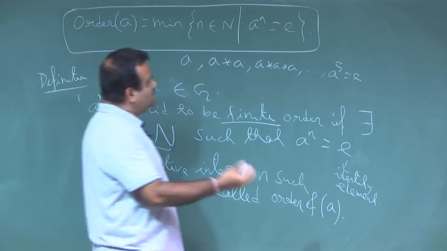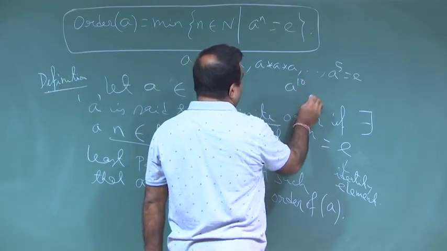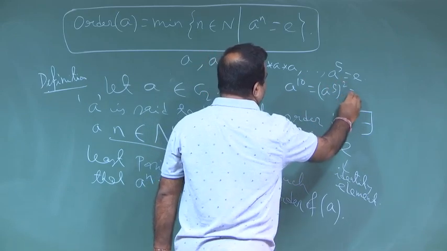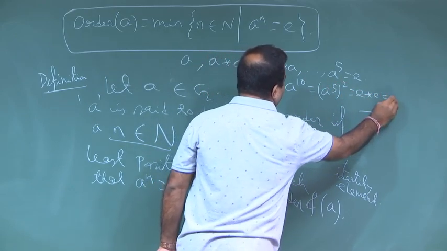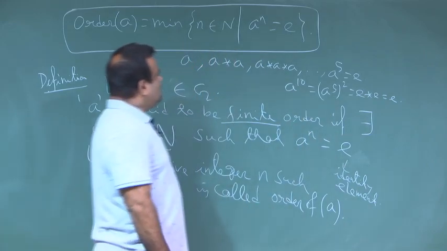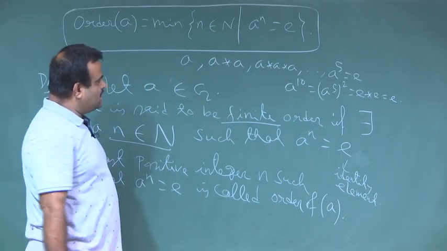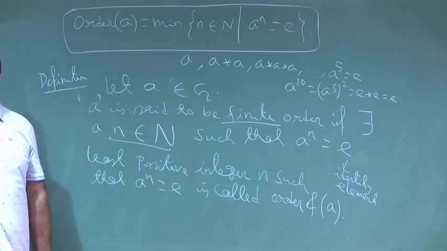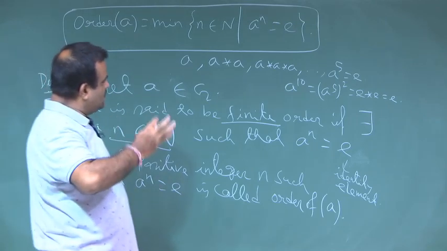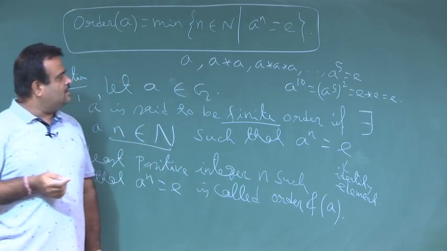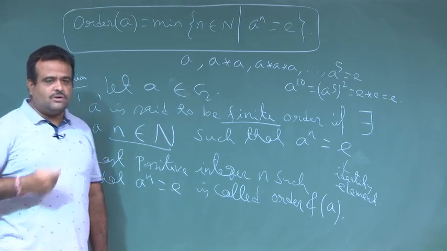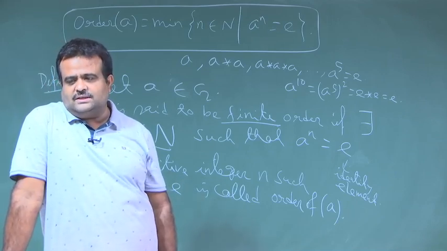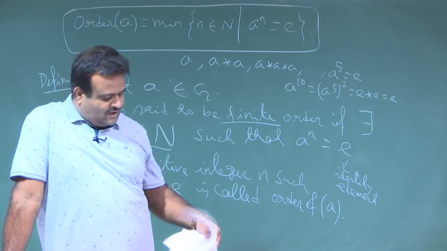Now, if A to the power 5 is E, then A to the power 10 is also E, because this is basically A to the power 5 squared, so E star E, which is E. So, if A to the power n is E, then A to the power 2n is also E, and A to the power 3n is also E. These are all giving us the identity element, that is why we need to choose the minimum one. The least one is represented as the order of an element.